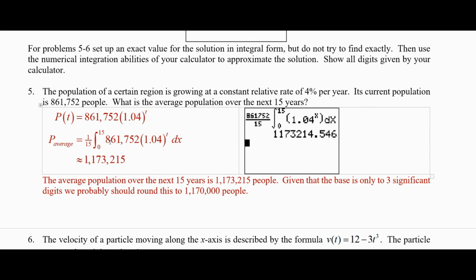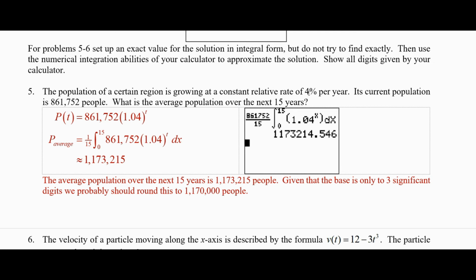We want to find the average value of that over the next 15 years. If the current population is at time 0, we're just integrating from 0 to 15 that function times 1 over 15 minus 0, or 1/15. When I did it over here, I just pulled that out the front over the 15 and integrated, and we get 1,173,215, rounded to the nearest person.